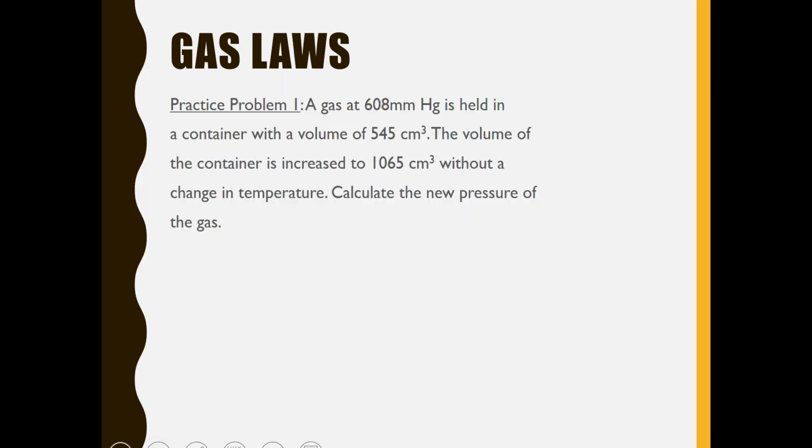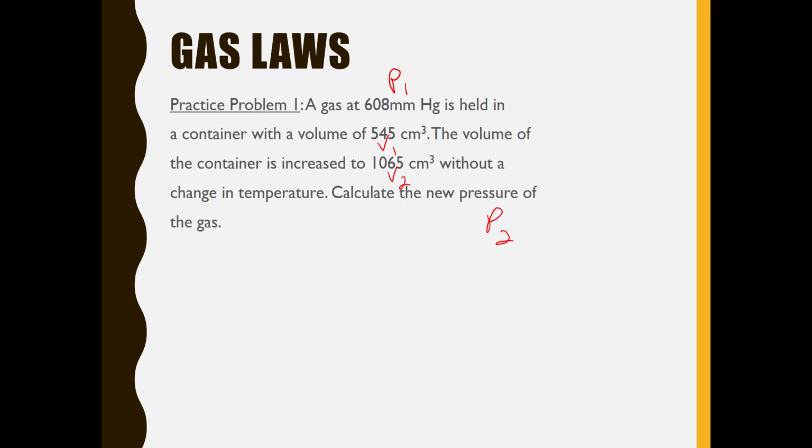So let's look at some practice problems. When we're looking at practice problems, one of the things that we need to do is identify which variables we're actually using and what they actually stand for. So some of these are a little bit familiar to us and some of them are not. In our first one, we're looking at a gas at 608 millimeters Hg. Well, this is our pressure, so our P1, held in a container with a volume of 545 centimeters cubed, which we know is our volume one. The volume of the container is increased, so there's our V2, and we want to know the new pressure. So we're looking for P2.